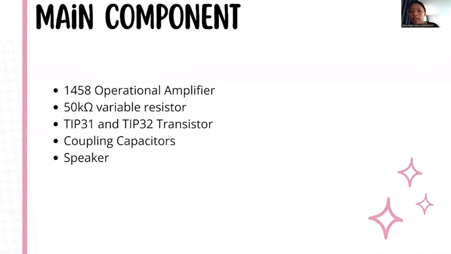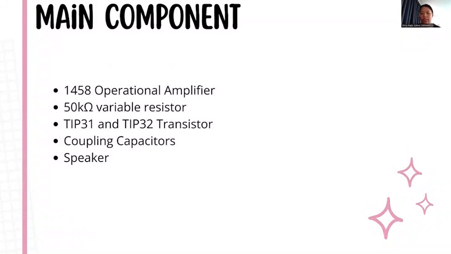Okay, so I'll explain the main components used in our speaker amplifier circuit. So first is the 1458 operational amplifier. Its function is to amplify the weak input audio signal before it enters the transistor stage. And next is the 50 kilo ohm variable resistor, which acts as the volume control. By adjusting it, we can control the input signal amplitude.